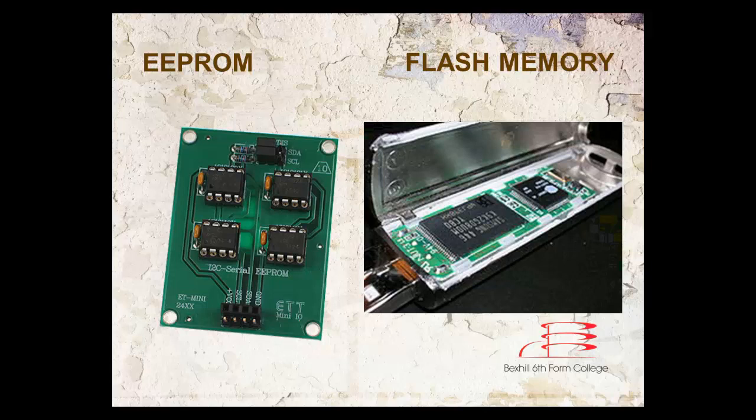But the difference with flash memory is that they broke the memory into small blocks. So when you write data to flash memory, it only overwrites a small block of data rather than the whole memory. It's still not as direct as RAM, and it's slower, but it's much, much faster than using a standard EEPROM.